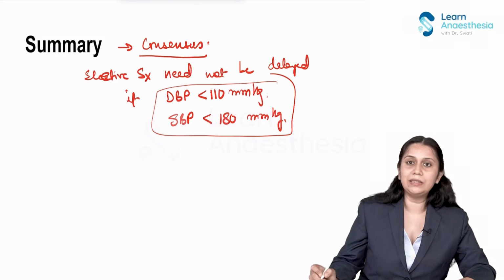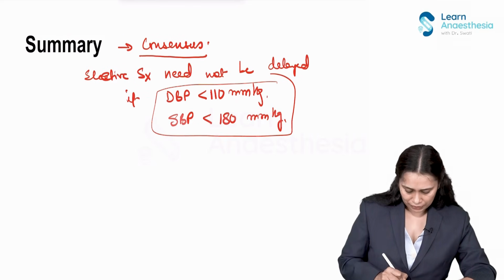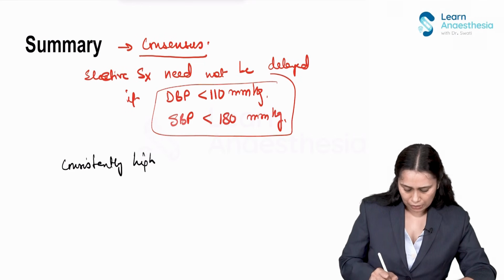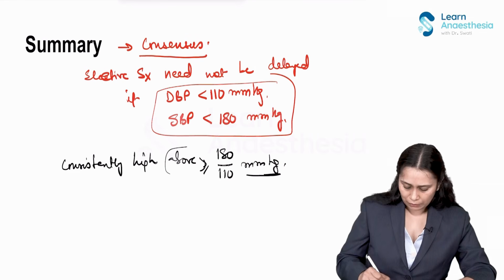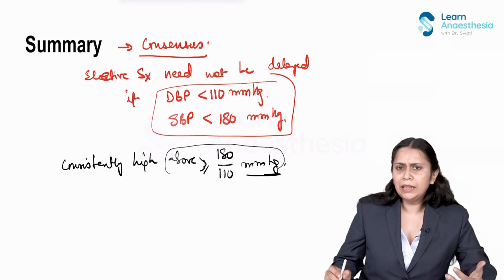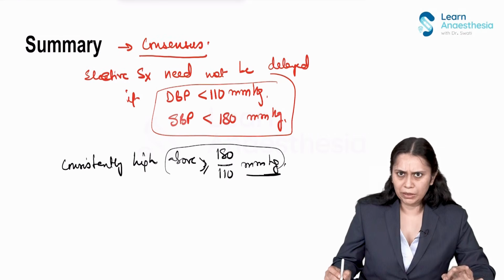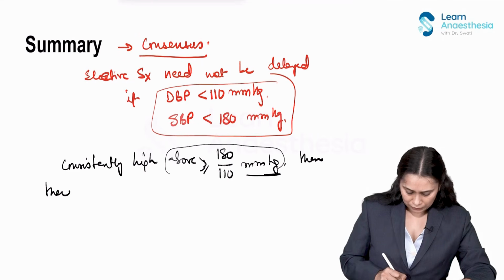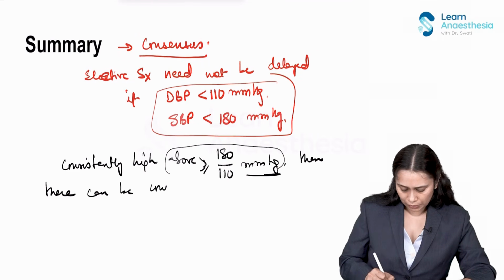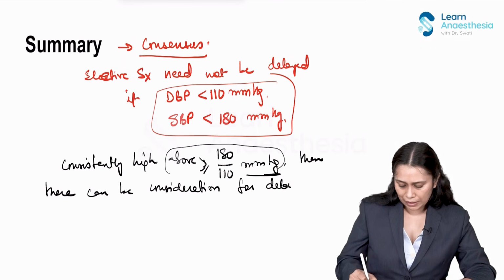If the blood pressure is consistently high, above 180 by 110 mm of Hg, then we need to delay the elective surgery for a short time period and evaluate the patient. Then there can be consideration for delaying elective surgery.